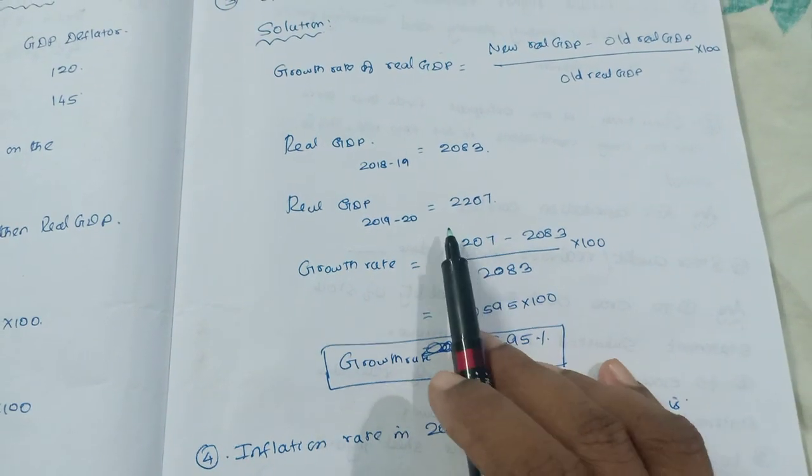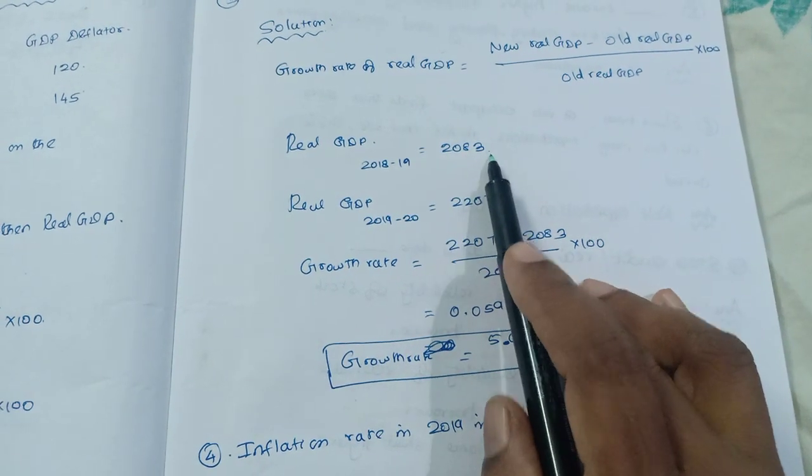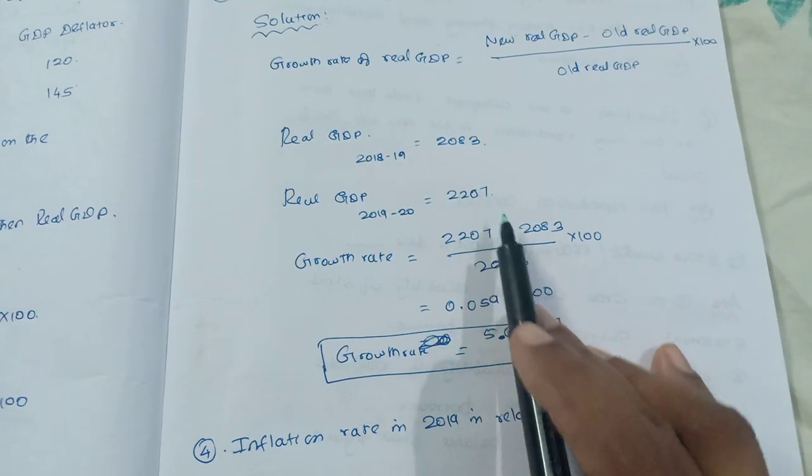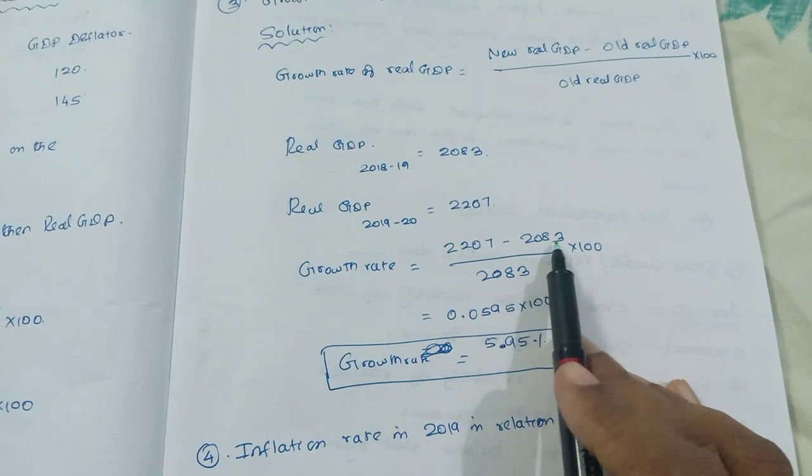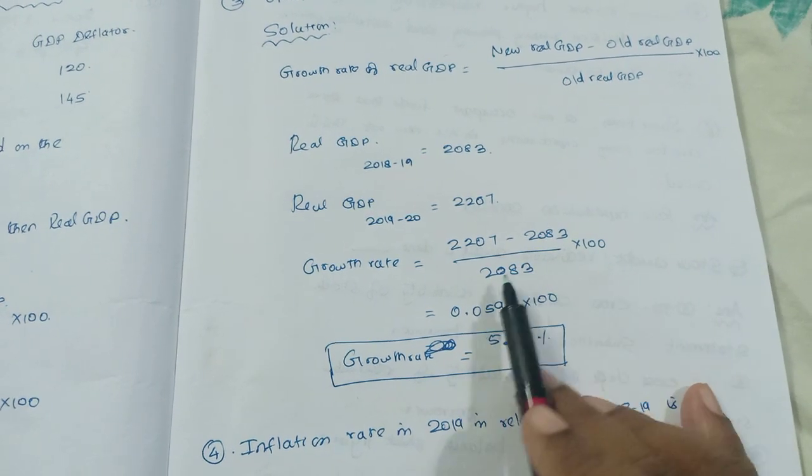And growth rate is 18 to 19. This is the old one, and 2207 is the new one. So 2207 minus 2083 divided by 2083 into 100. So growth rate is 5.95%.